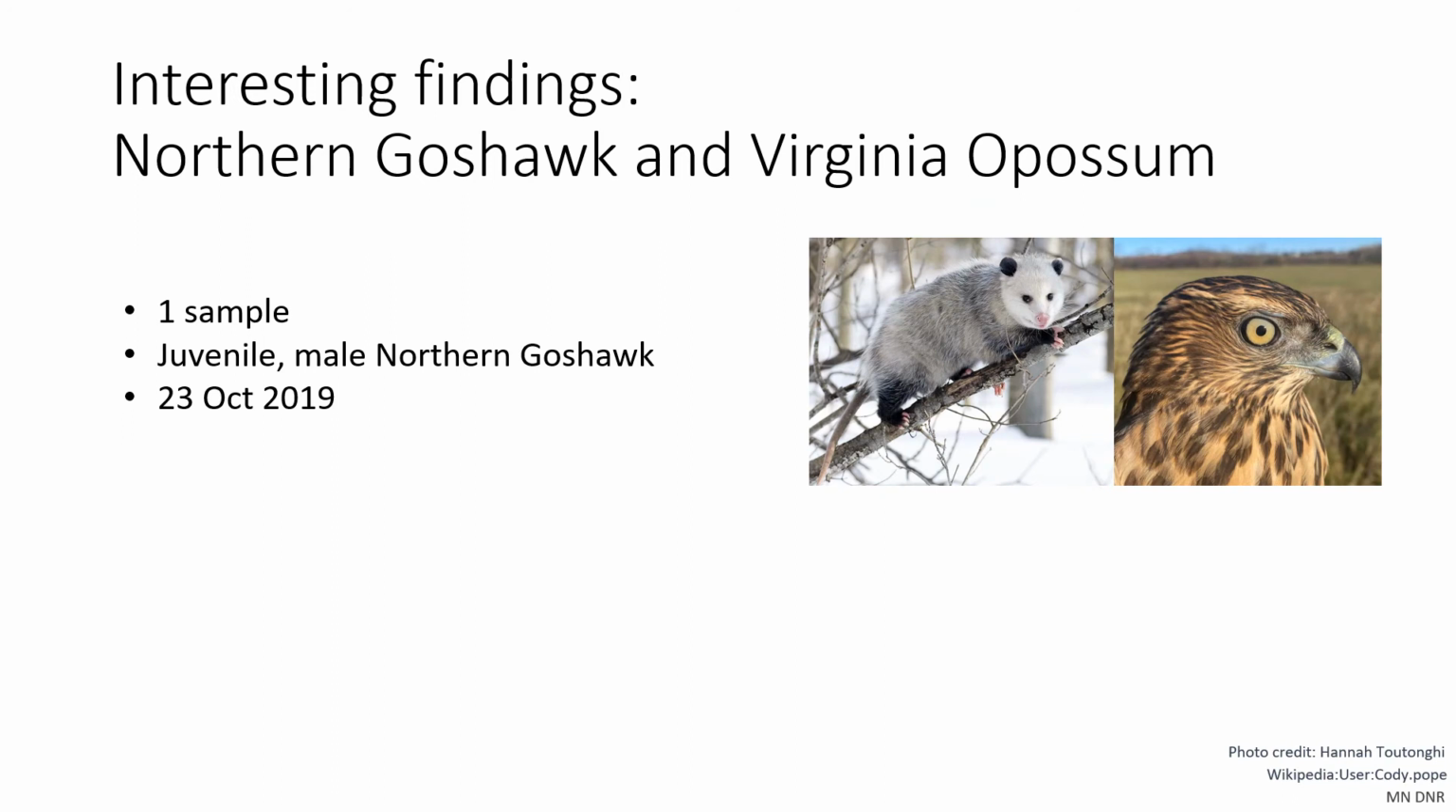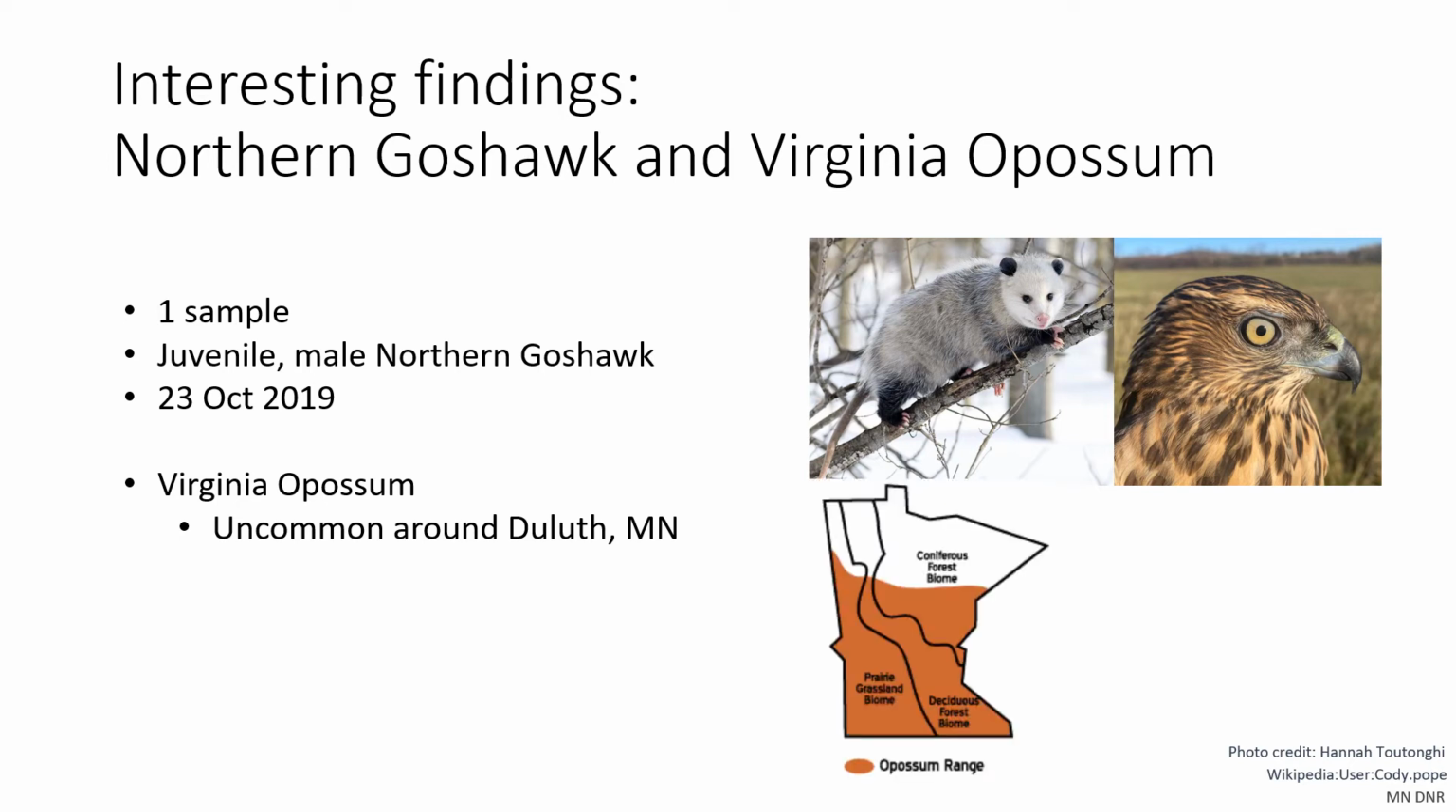I thought this was really interesting because if you're from Duluth, you know that opossums are not very common in our area. In fact, opossums are not even native to Minnesota, but over the past century, their range has slowly moved northwards in the state. I found this case especially intriguing because it made me wonder if this was a northern goshawk that ate an opossum around Duluth or north of here on its migration south, or did this goshawk eat an opossum south of Duluth where opossums are more common and then fly north?